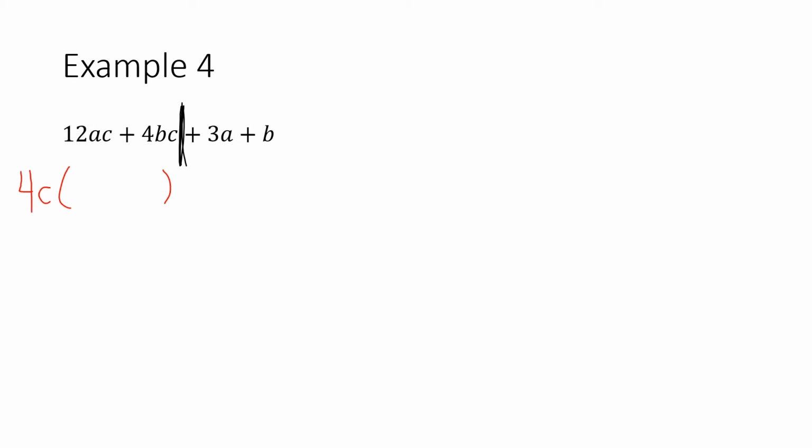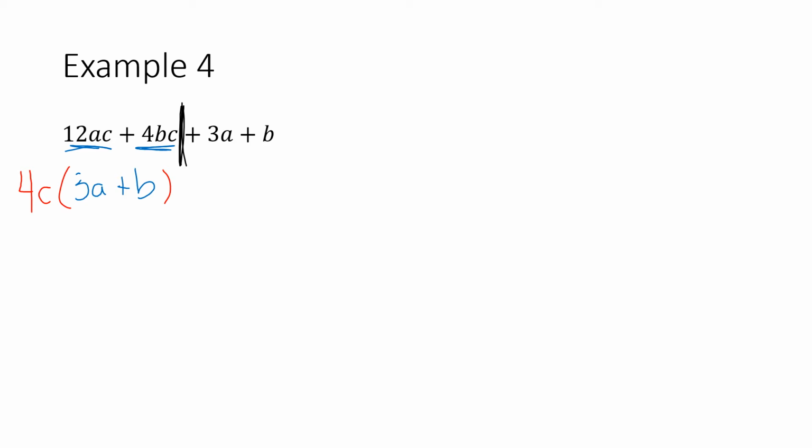Now if I take out 4c, 12 divided by 4 leaves me with 3. And if I take that c away from here, I'm going to have 3a. All right, for the second term, I had a 4, but if I factor out a 4, I'm not going to need a coefficient anymore. I also moved that c out to the front. So that's just going to leave me with b, 3a plus b. The other side, 3a plus b.